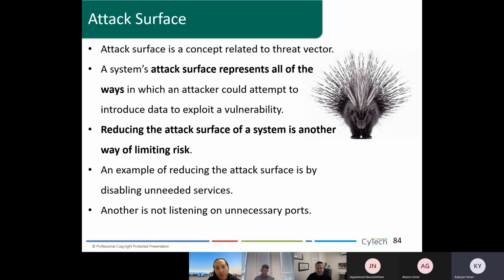Okay. Now, for this example, what will be the attack surface? You can do it with email. No, that will be the vector. Email will be the attack vector. What will be the attack surface?